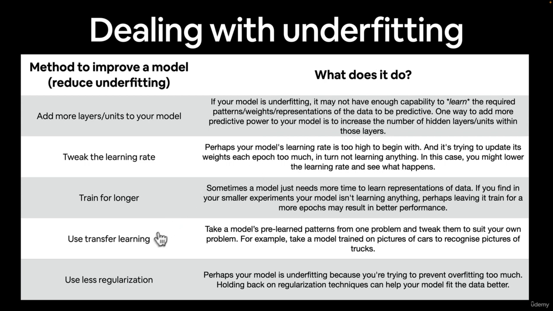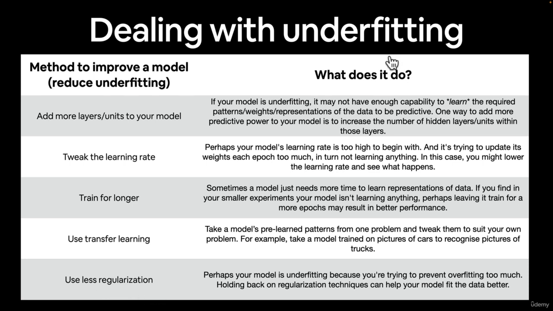Finally, you might use transfer learning. So transfer learning helps with overfitting and underfitting. Recall, transfer learning is using a model's learned patterns from one problem and adjusting them to your own. We're going to see this later on in the course. And then finally, use less regularization. So regularization is holding your model back. So it's trying to prevent overfitting. So if you do too much preventing of overfitting, in other words, regularizing your model, you might end up underfitting.